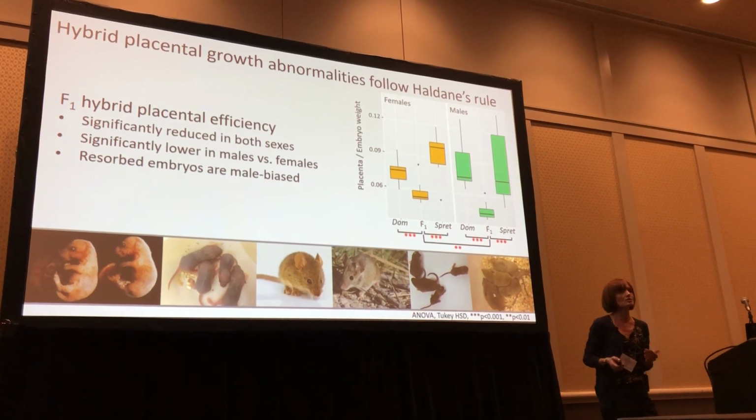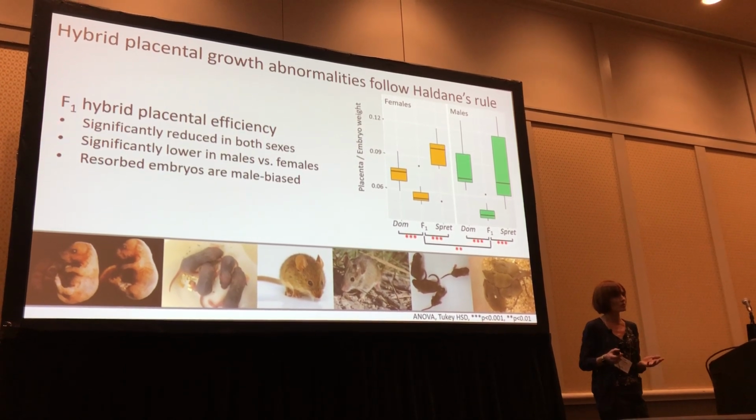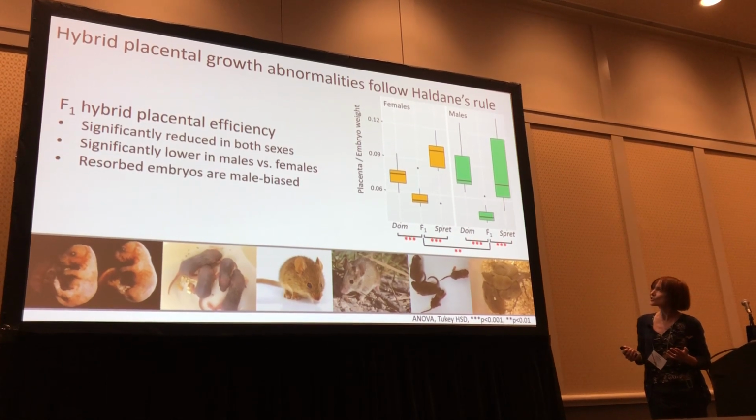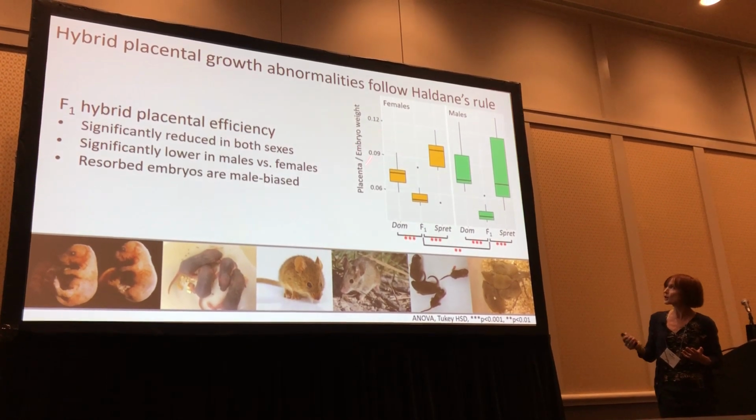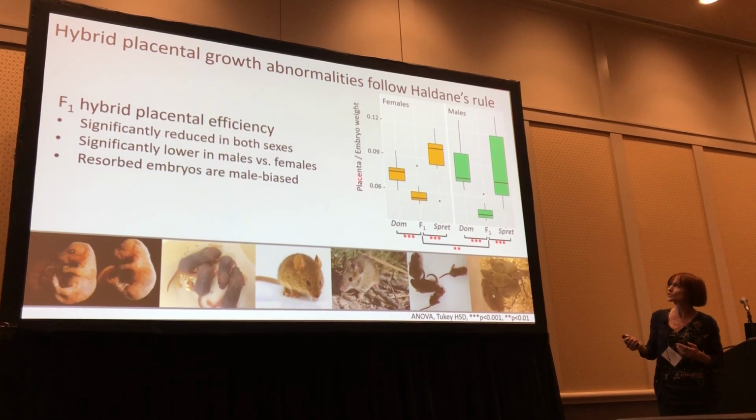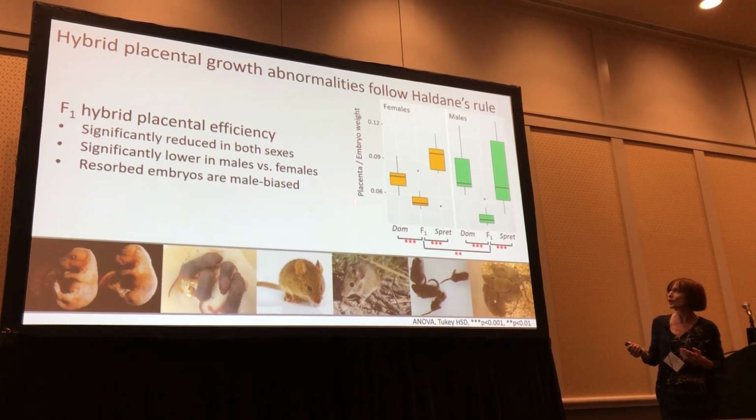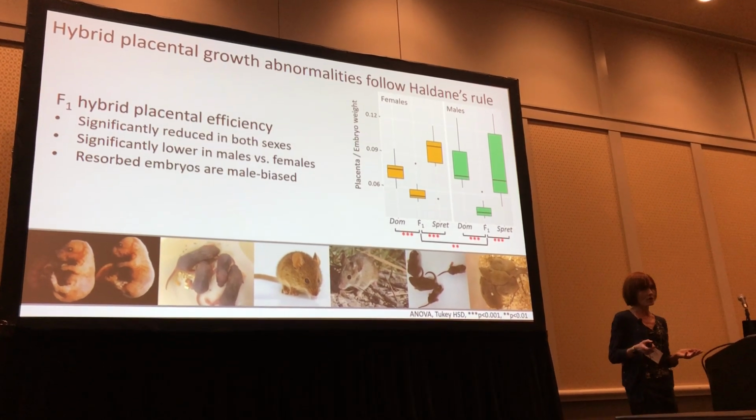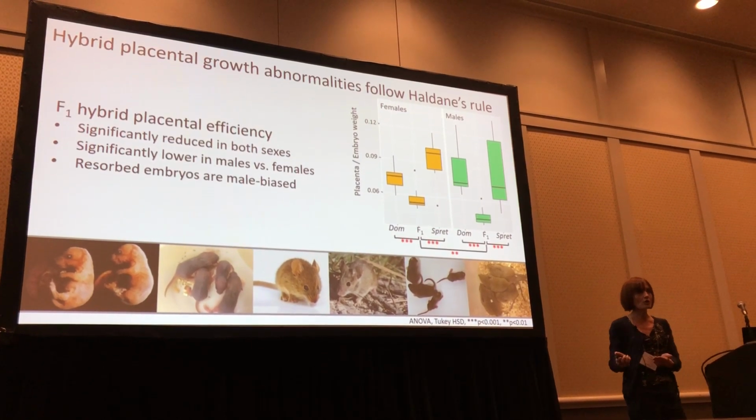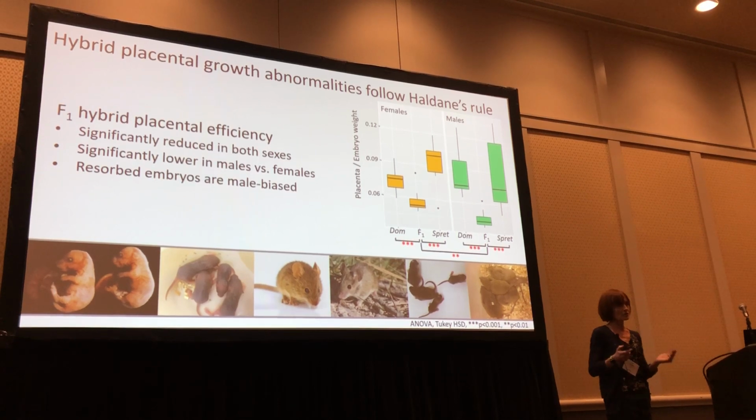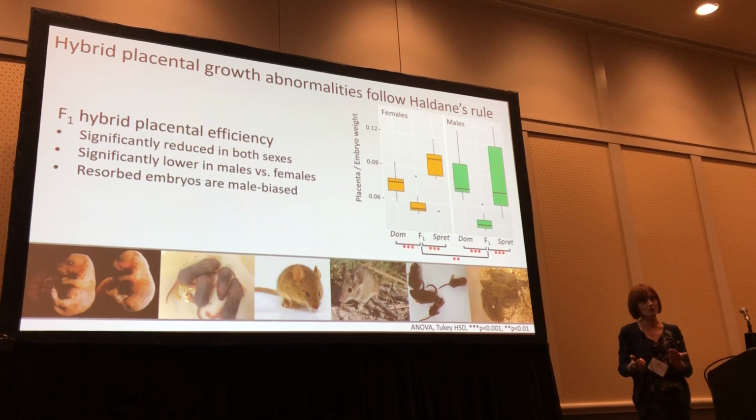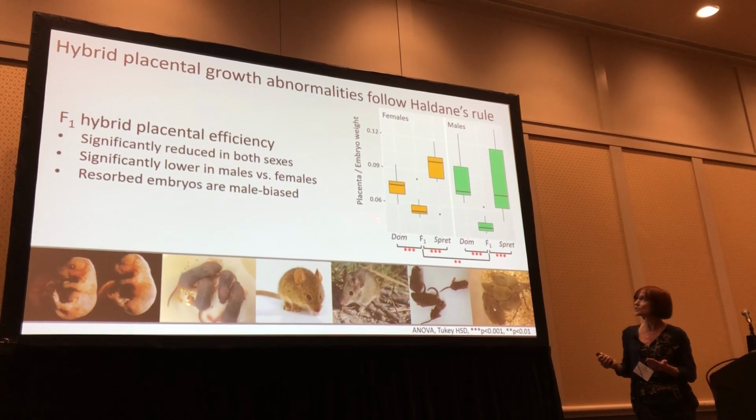Okay, so the first thing that we did was to make sure that we could recapitulate the results that others had already shown. And so we measured placental efficiency, and this is just placenta weight over embryonic weight. And we found that indeed we could find the same patterns. And I should say that all the work I'm going to talk about today is just in the direction of the cross where the placentas are undersized relative to parental species. And that's indeed what we find.